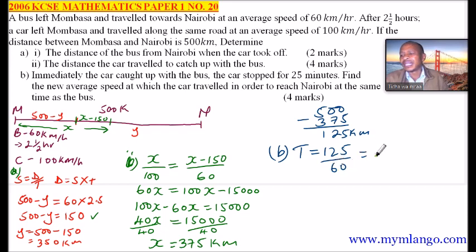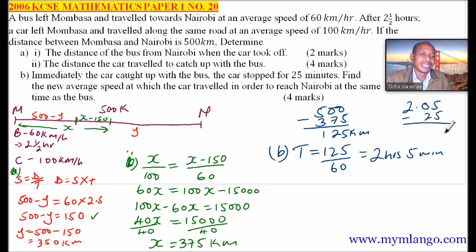When you divide that, you can use your calculator, you get 2 hours and 5 minutes, because 120 minutes, you are left with 5. Now, since the car stopped for 25 minutes, you can say 2 hours 5 minutes, you subtract 25 minutes, so you get 1 hour 40 minutes.